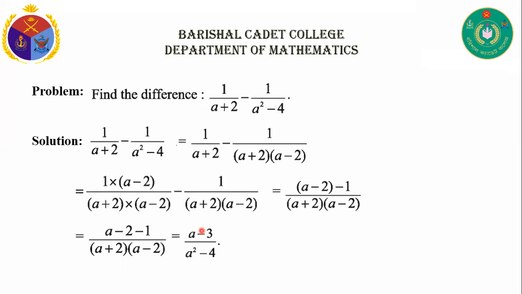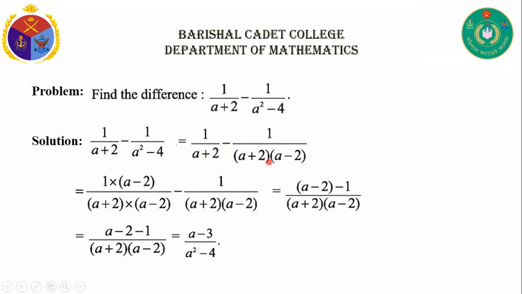Here we see that for the first fraction there is 1 by a plus 2, so it is okay. But for the second fraction there is a square minus 4, which is a quadratic expression. So we have to first factorize this. We can factorize a square minus 4, that is a square minus 2 square, that is (a plus 2) into (a minus 2). So we can write 1 by (a plus 2) minus 1 by (a plus 2) into (a minus 2).